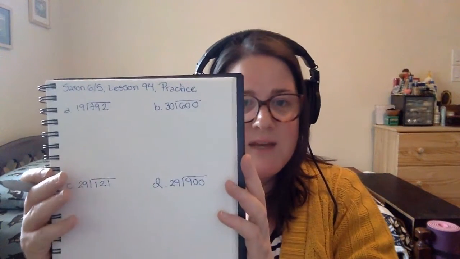A asks us for 792 divided by 19. So to help us estimate, we're going to round 79 to 80, and we're going to round 19 to 20. 80 divided by 20 would be 4. So we're going to try 4 for our estimation. 4 times 9 is 36. 4 times 1 is 4, plus 3 is 7. So we get 76. We haven't overestimated.